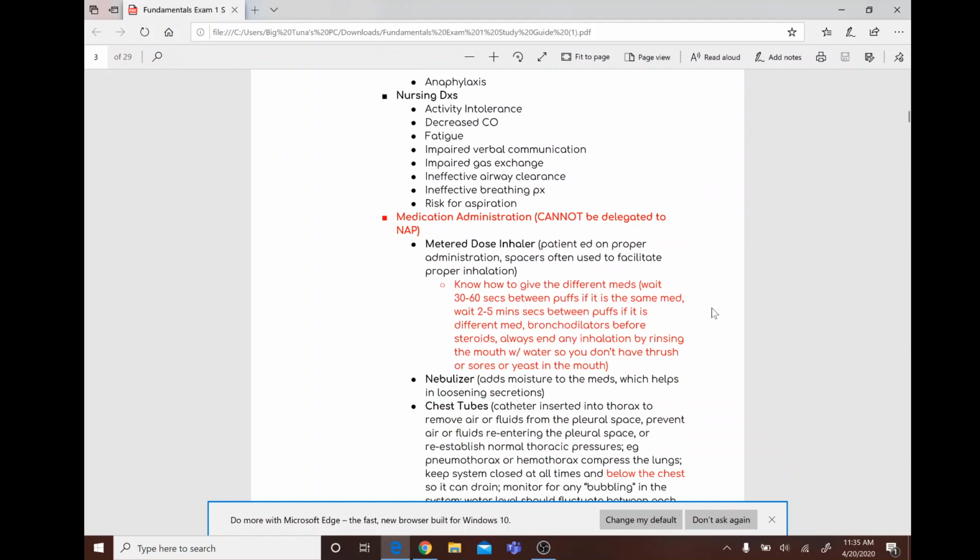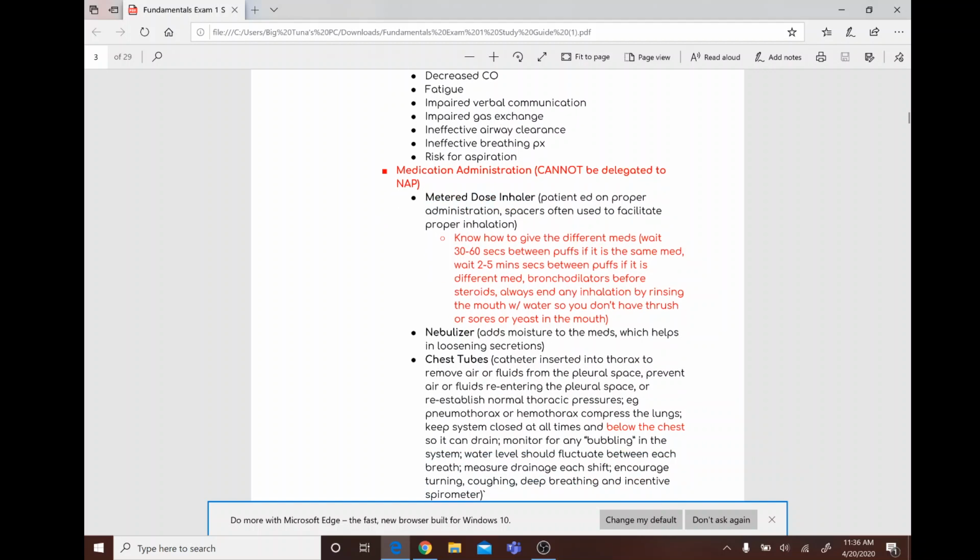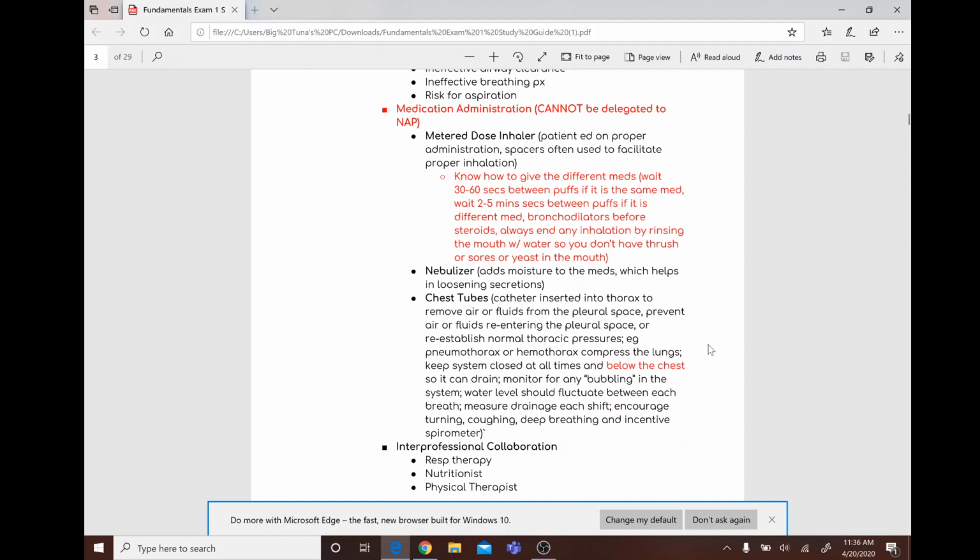Alright, can we delegate medication administration? No. When using a metered dose inhaler, how many seconds between puffs do we have to wait if it's the same med? 30 to 60 seconds. How about if it's a different med? 2 to 5 minutes. Are we going to use bronchodilators or steroids first? Bronchodilators and steroids. What are we going to do after using a steroid with a metered dose inhaler? Rinse our mouth out. What does a nebulizer do? Add moisture to the meds, which helps in loosening secretions.